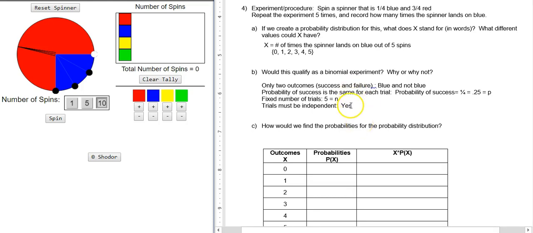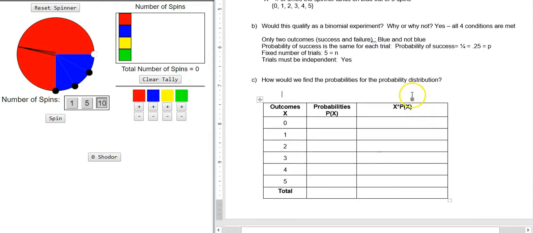These are the 4 conditions, and this meets all of those. So that means that yes, it would qualify as a binomial experiment because all 4 conditions are met. Now the next question is how we would find the probabilities for this probability distribution.